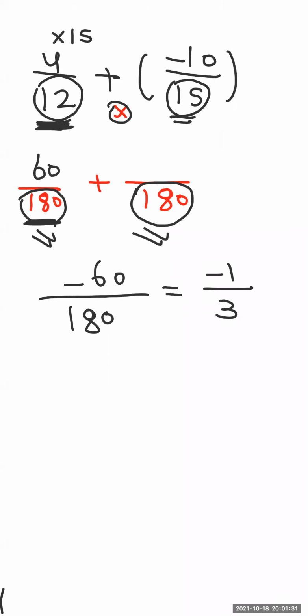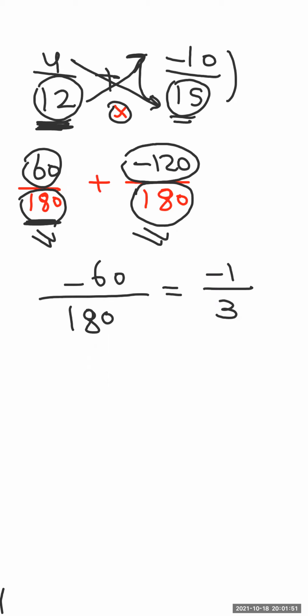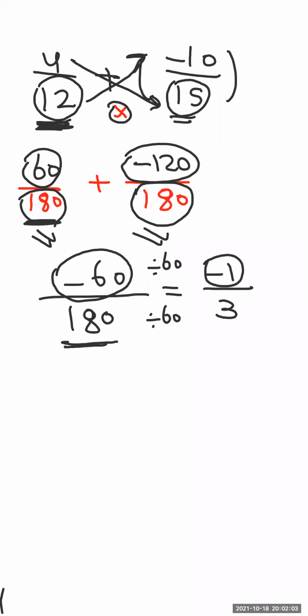Or otherwise, you can get it directly like this. 4 times 15, it's 60. 12 times negative 10, negative 120. The two methods are correct. Okay? Then now, 60 plus negative 120 will equal negative 60 over 180. Now divide the two numbers by 60 to simplify. Here negative 1, here will equal 3, so it will equal negative 1 over 3.